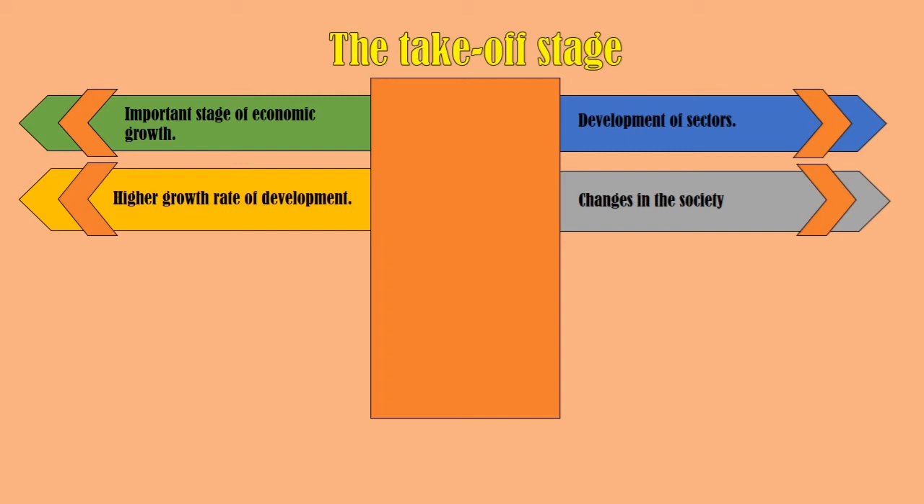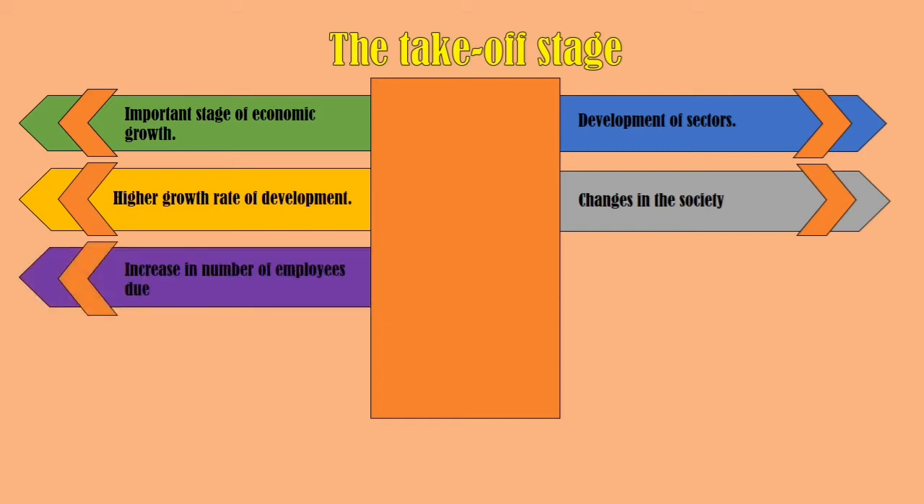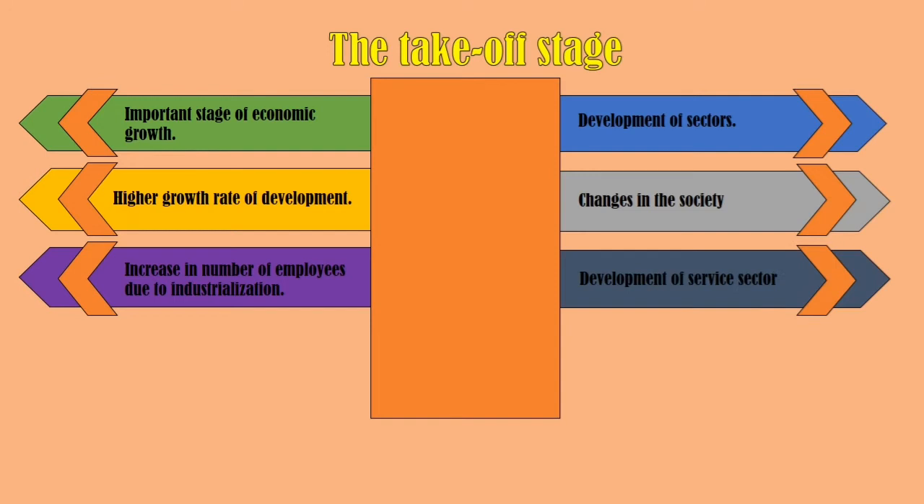Changes in the society were manifested generally in a 20 to 30 year time period, and there was an increase in the number of employees due to industrialization. There was development of the service sector. We have the tertiary sector that produces services, maintenance and repairs, training, consulting, etc. There was an increase in savings as well as in investment.